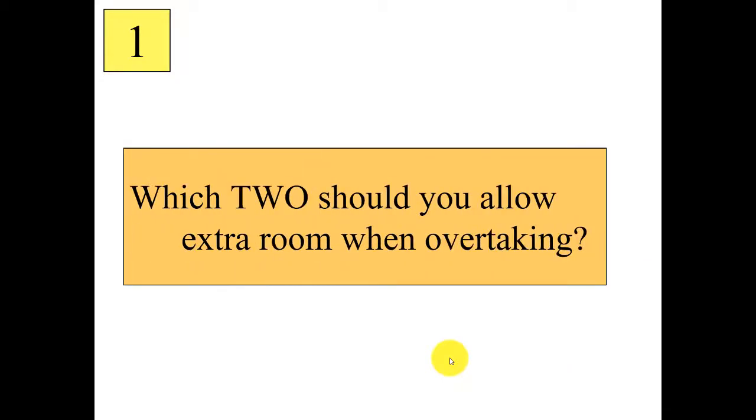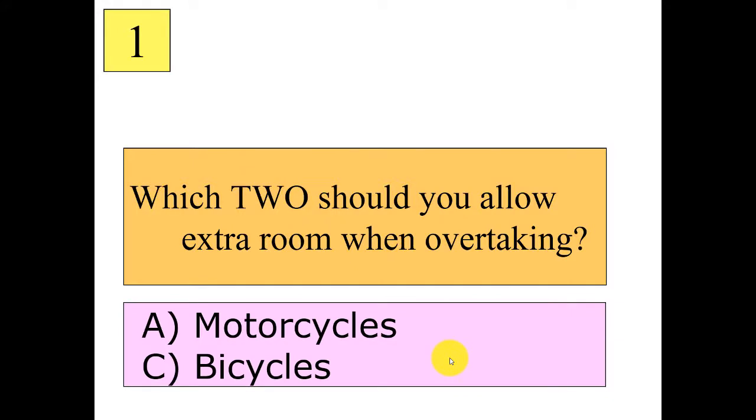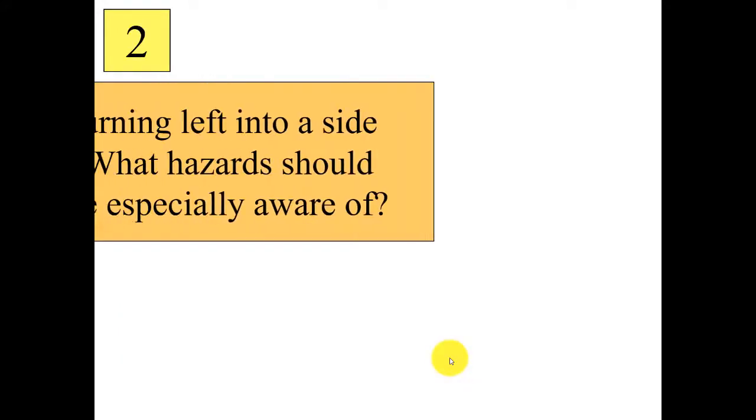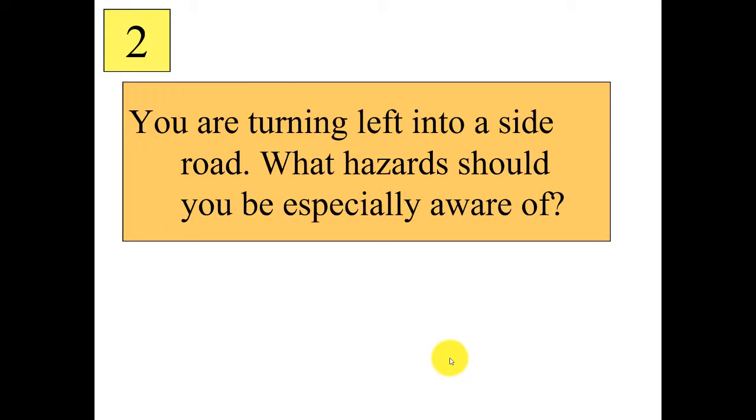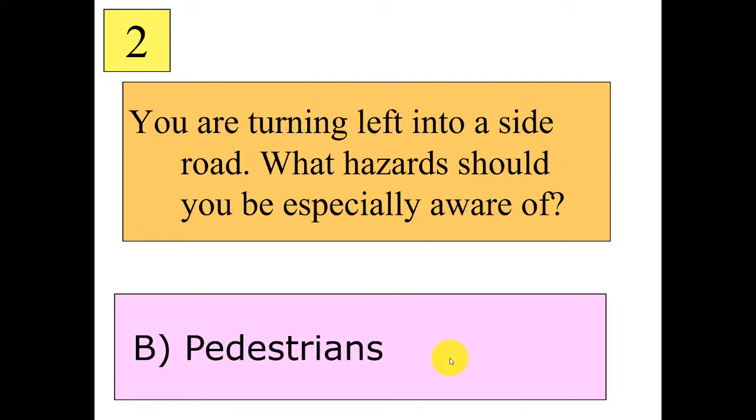Okay, let's go. Question 1. Which two should you allow extra room when overtaking? And the answer: motorcycles and bicycles. Question 2. You are turning left into a side road. What hazards should you be especially aware of? Okay, and the answer: pedestrians.